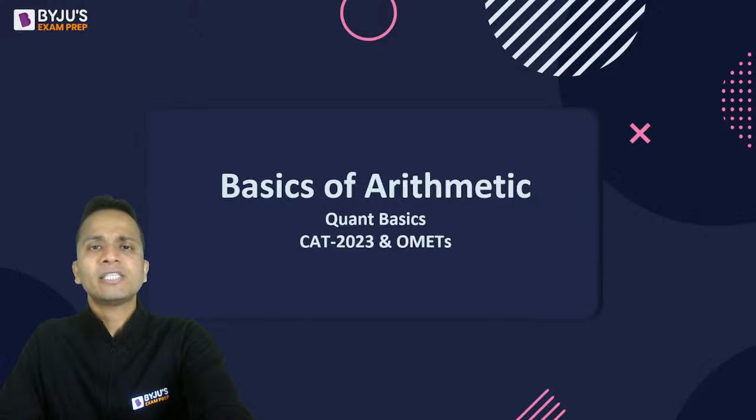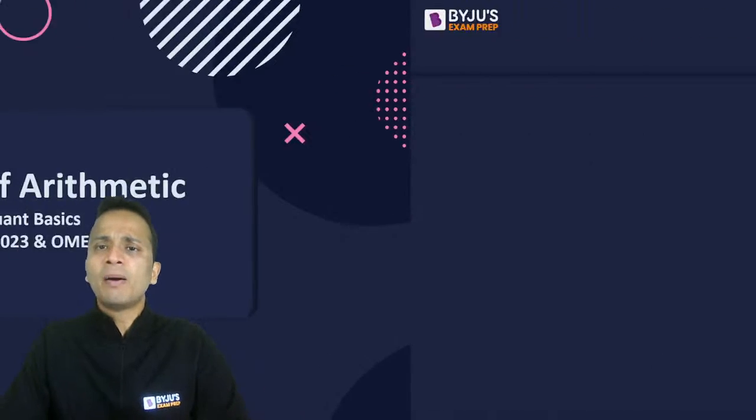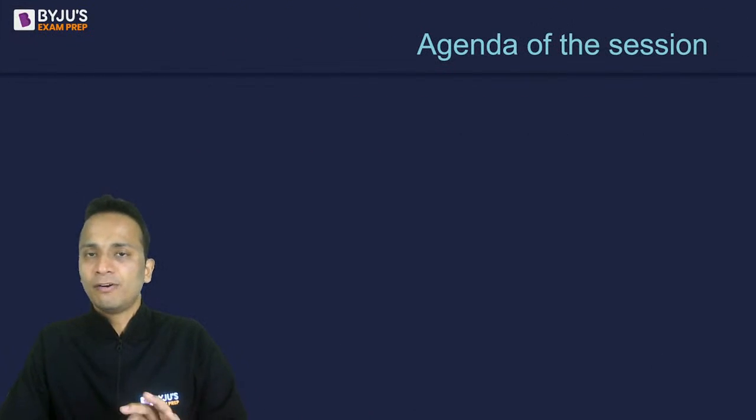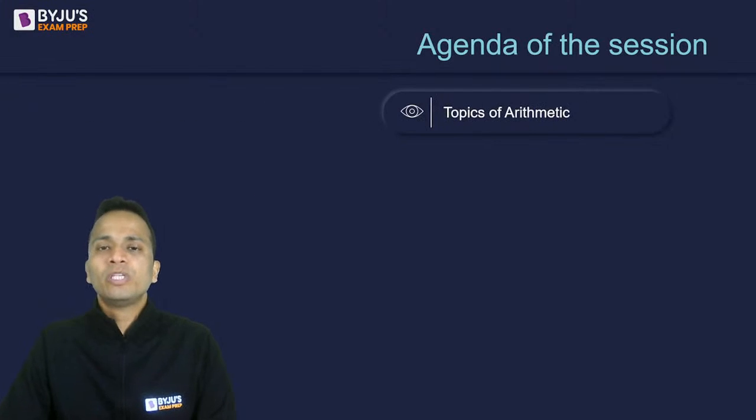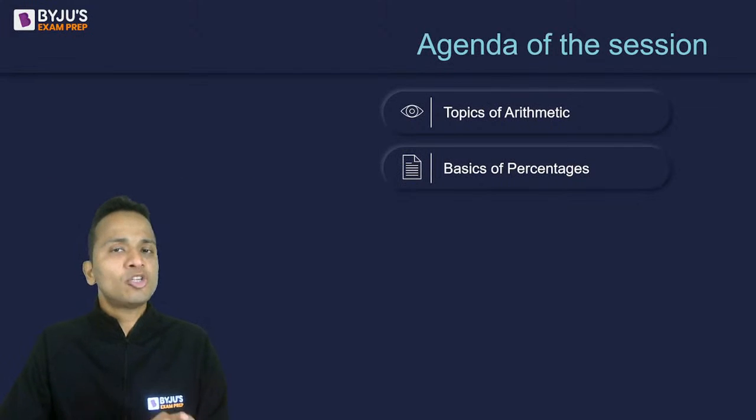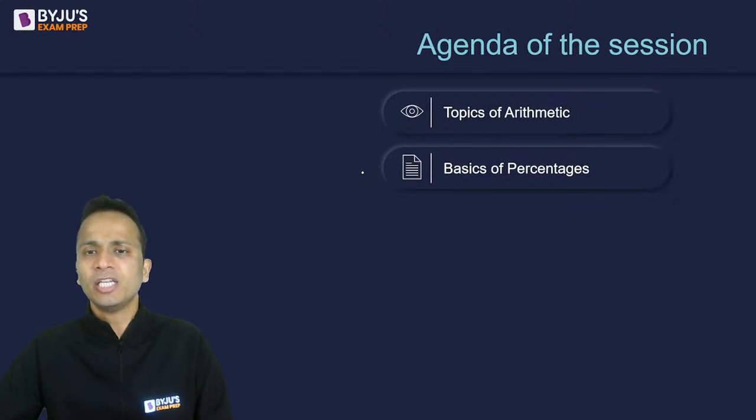So today's session is an introductory session for the basics of arithmetic, where we'll be talking about these agendas. First of all, we'll talk about the different topics covered under arithmetic. Then on each of these topics of arithmetic, we'll talk about the basics of these areas. We'll be starting with the basic concepts of percentages in today's session. I'll be very brief in discussing the basics of percentages, profit and loss, as well as simple interest and compound interest.